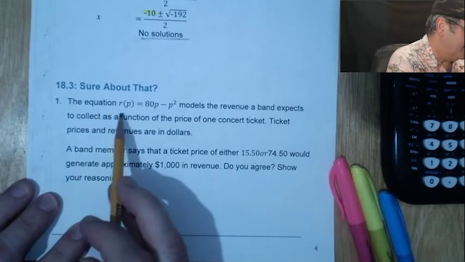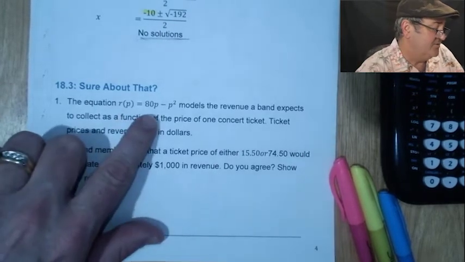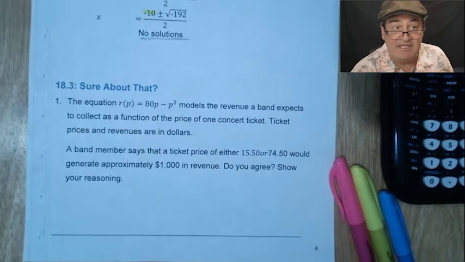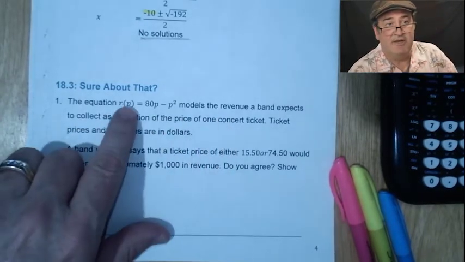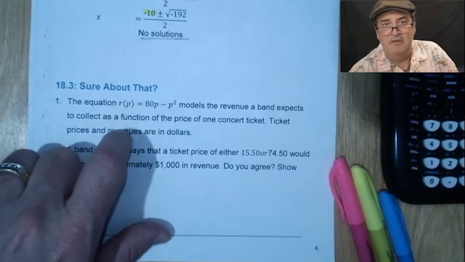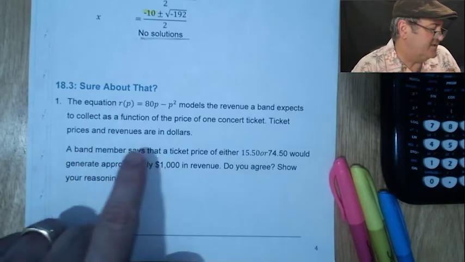All right, the equation R of P, which is revenue, equals 80P minus P squared. This models the revenue that a band expects to collect as a function of the price of one concert ticket. So whatever price they decide to make the ticket, this formula will give them the amount of money they're going to end up with, the revenue. Ticket prices and revenues are in dollars.